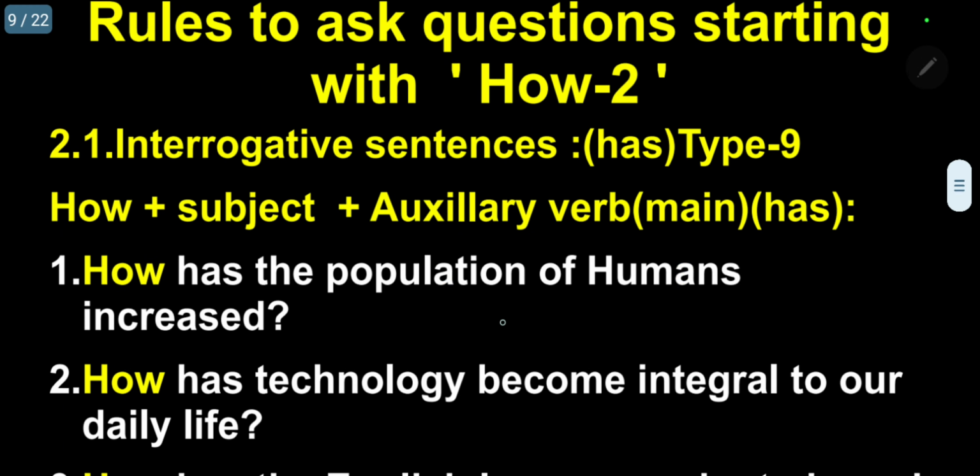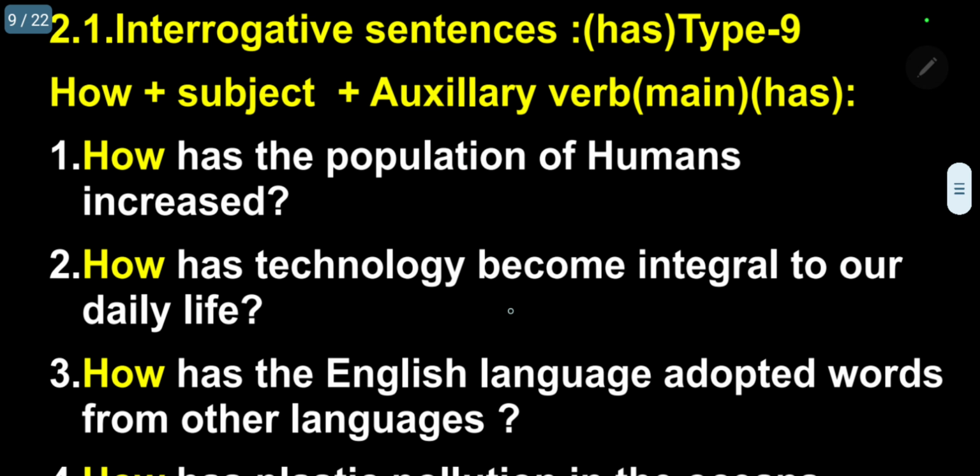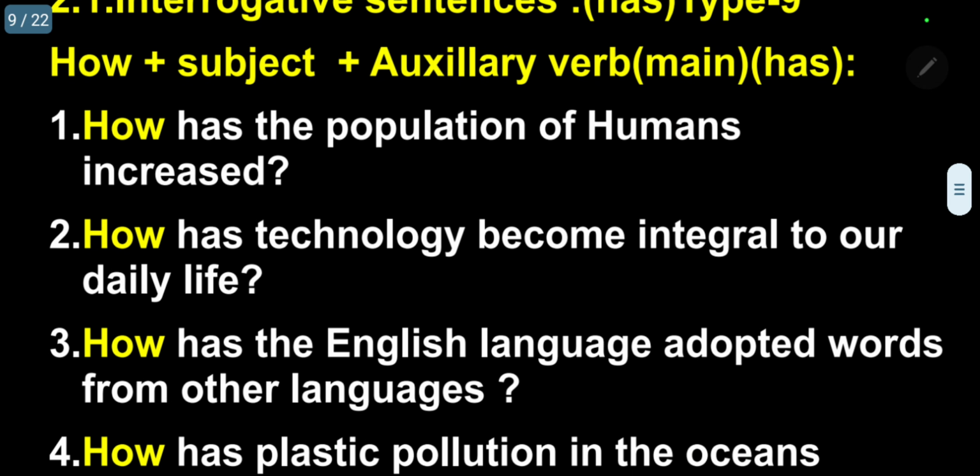Next, I will use has as an auxiliary verb to raise questions with how. How has the population of humans increased? எப்படி மக்களுடைய ஜனத்தொகை உயர்ந்தது, உயர்ந்து கொண்டிருக்கிறது? Increased, main verb, has auxiliary.